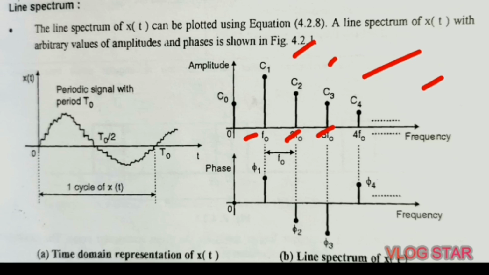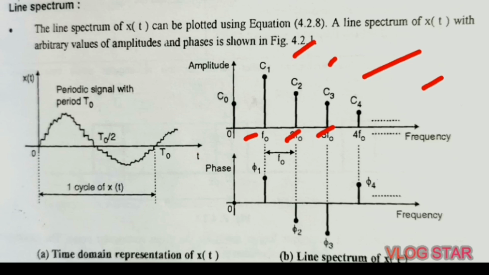Again, in the same way we can represent the phase also, that is plus phi 1, minus phi 2, minus phi 3 or plus phi 4, likewise. And figure A shows the time domain representation of the x of t signal. Here one cycle of x of t is present, having complete time period 0 to T0. The signal is periodic with time period T0.